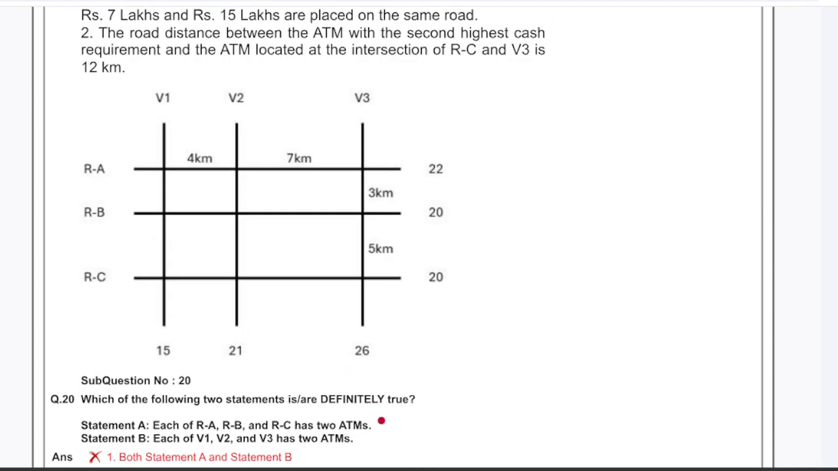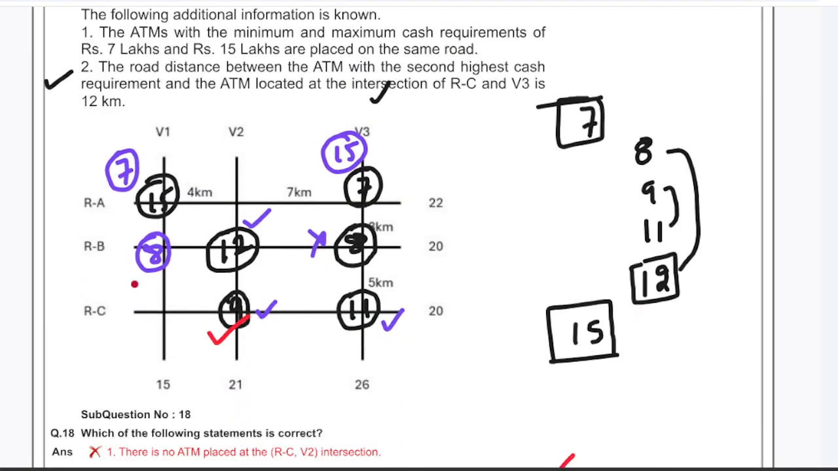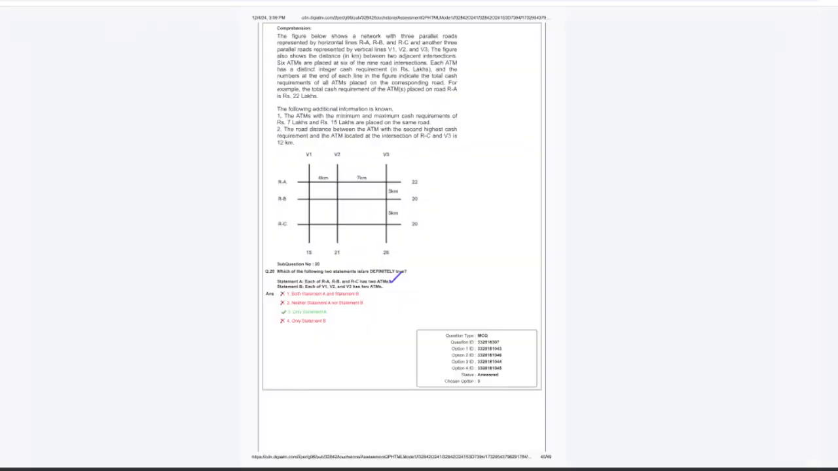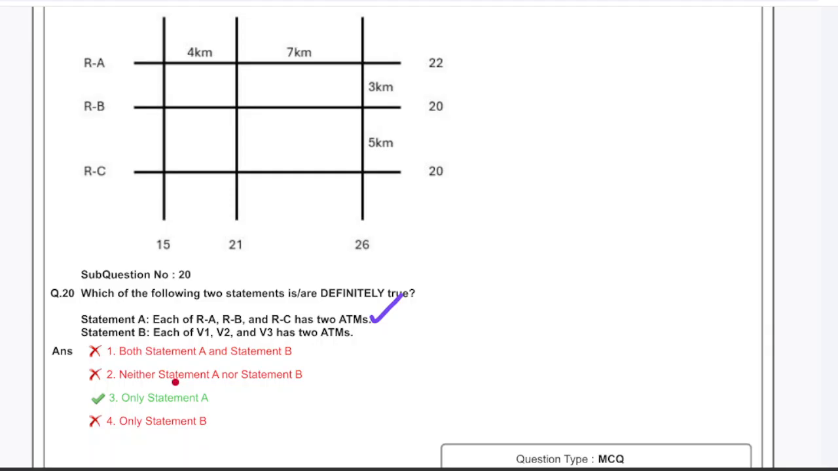So first is right. Statement B, each of V1, V2, V3, that means vertical lines also have two ATMs. Let's check that. In the blue case, yes. But in the black, no. There's only one here, two in the V2 and three in the V3. That is not definitely right. So we can't be sure that statement B is absolutely right. So the answer is only statement A.